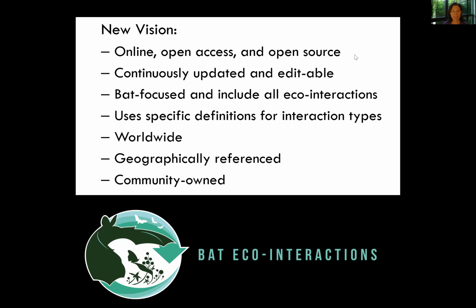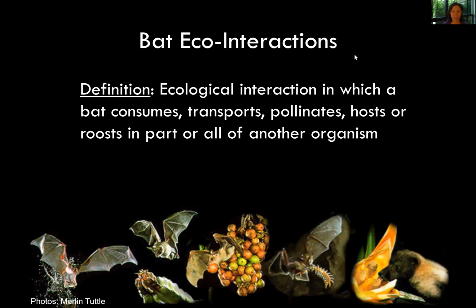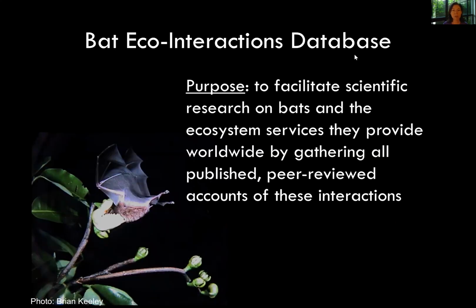So before I jump into anything else, what is a bat eco interaction? We are defining these as an ecological interaction in which a bat consumes, transports, pollinates, hosts, or roosts in part or all of another organism. And so we're all bat people here. We know bats do incredible things and are interacting. We find new ways that bats are interacting with other organisms all the time. It's really amazing what's out there. Let's capture this information. And so that's the purpose.